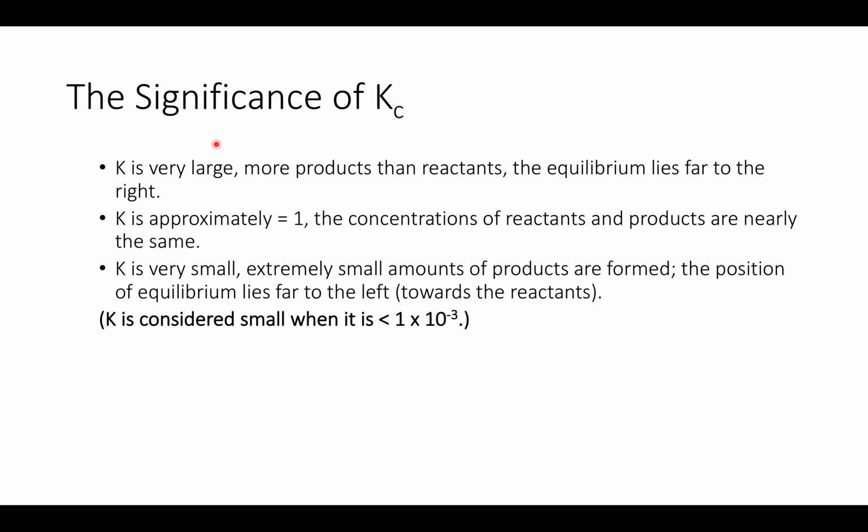So there is a significance to this K, this Kc. When we have a very large equilibrium constant, there's more products than reactants. Therefore, the equilibrium is far to the right, meaning you have a shift to the right. You have a lot of products. When K equals 1, the concentrations of the reactants and products are equal or nearly the same. And when K is very small, we have a small amount of products and a lot of reactants. So the equilibrium would lie far to the left. K is considered small when it's less than 10 to the negative 3. So that's the general rule.